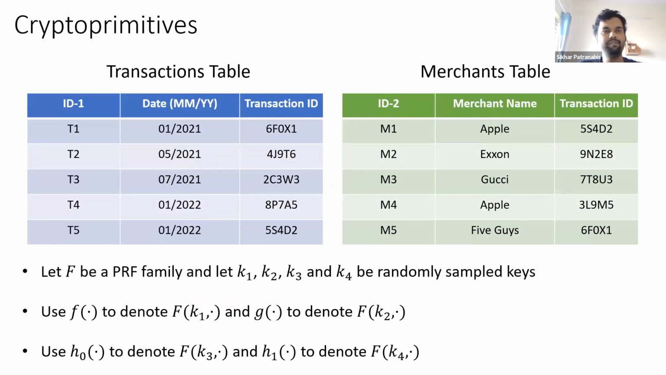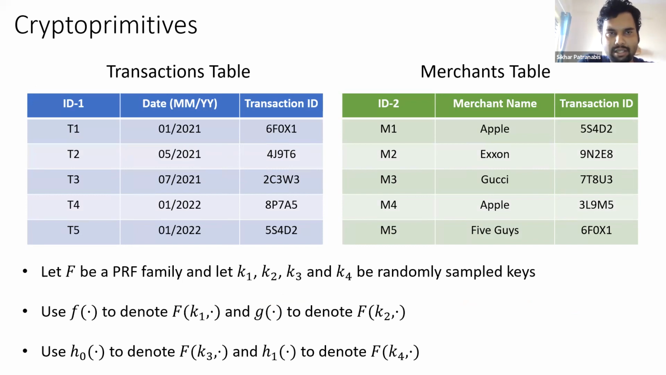Now I'll give a very brief technical overview. This will be very informal, and I mainly do it with respect to this toy example. For the details and the proofs, I would refer to the paper. So suppose again that we have the transactions table and the merchants table, and let's say that the only crypto primitive that I will use is a pseudorandom function, which I hope that you are familiar with.